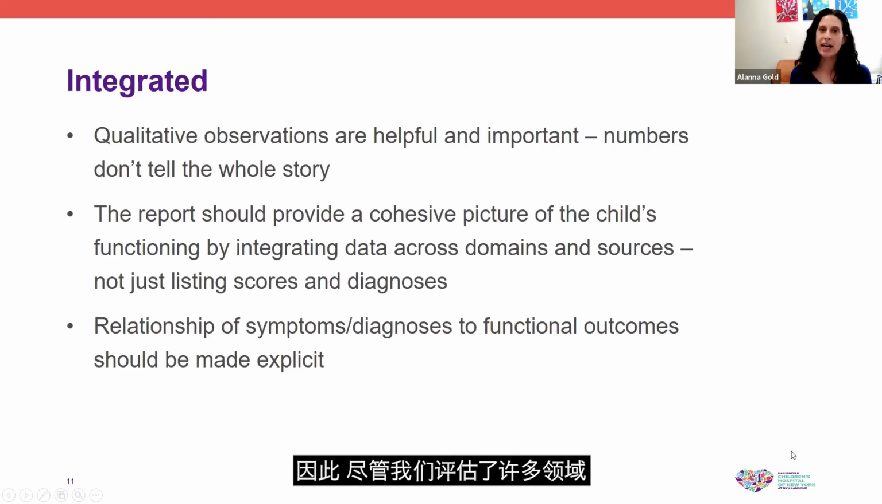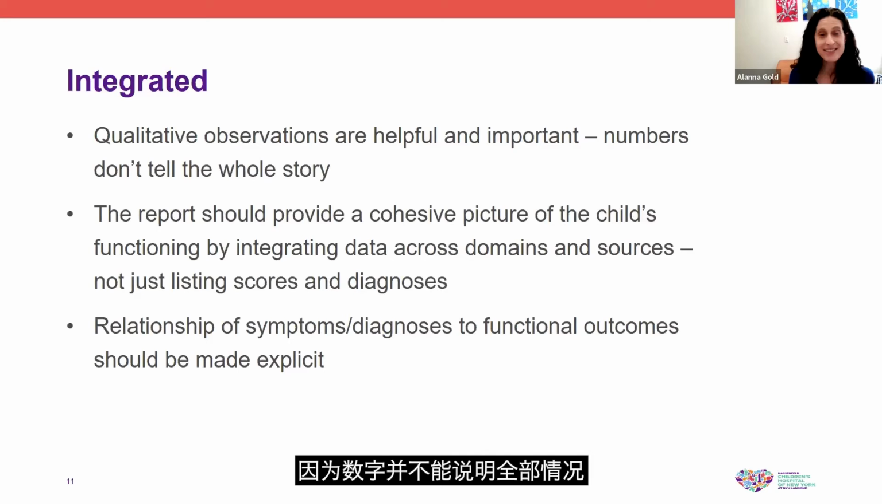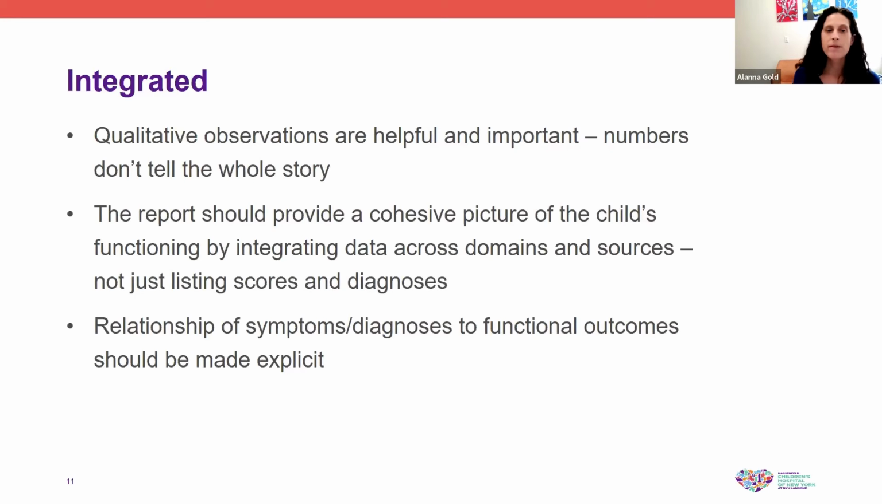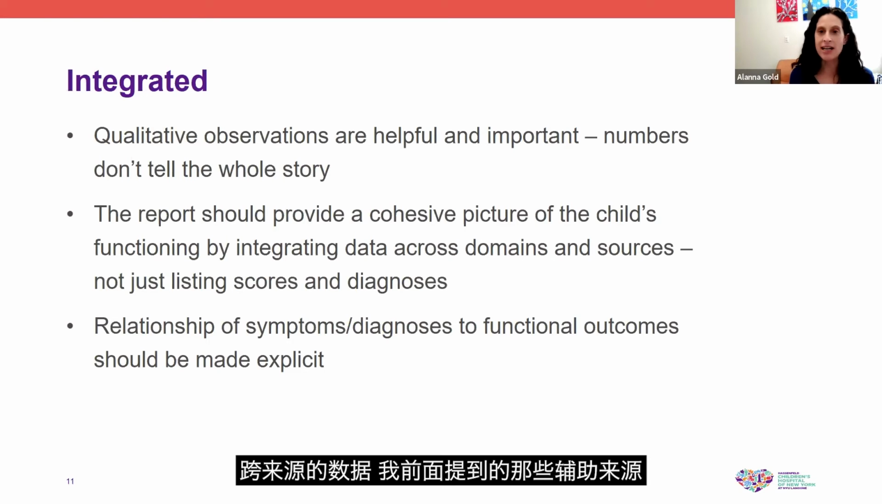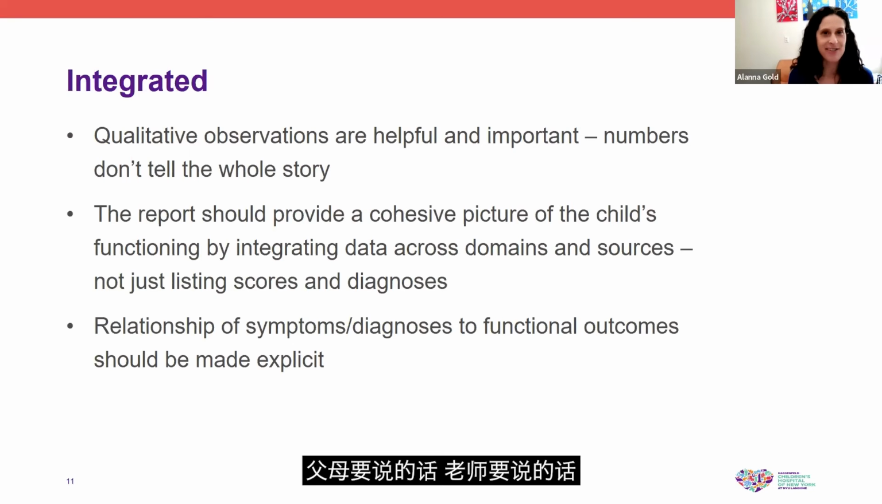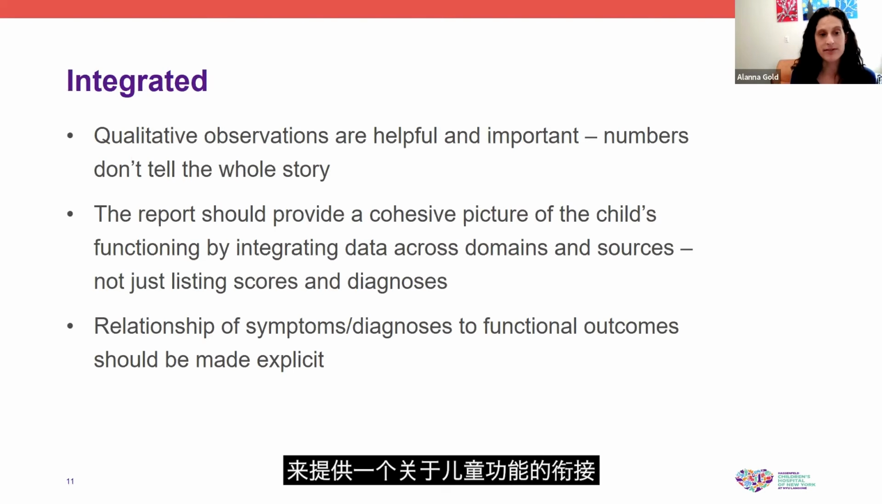So although we assess many areas and get data from all those assessments, we also have to integrate qualitative observations throughout the evaluation because numbers don't tell the whole story. A neuropsychological evaluation and report should provide a cohesive picture of the child's functioning by integrating the data across the domains tested, across sources, those collateral sources I spoke of earlier, what parents had to say, what teachers had to say, and also the examiner's observations.